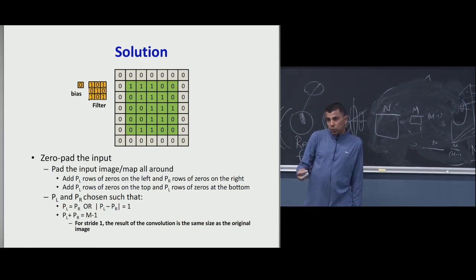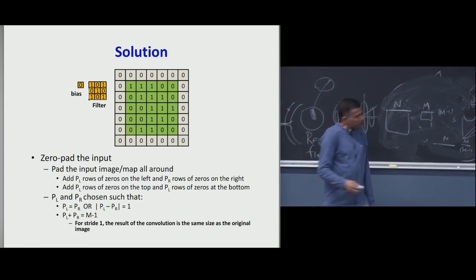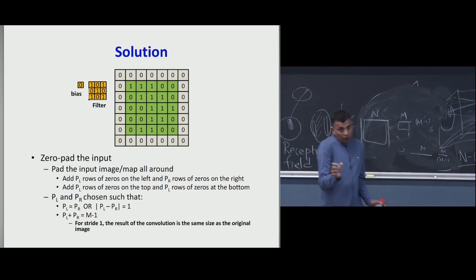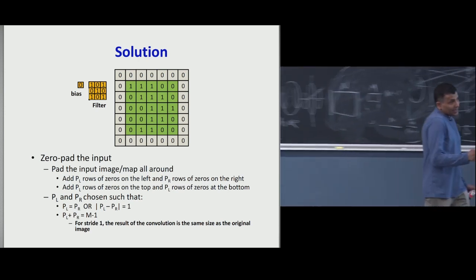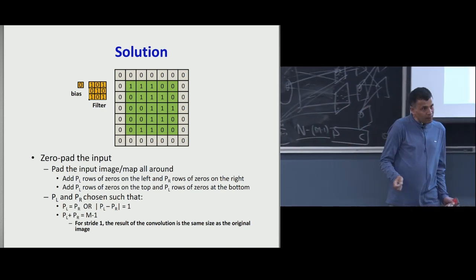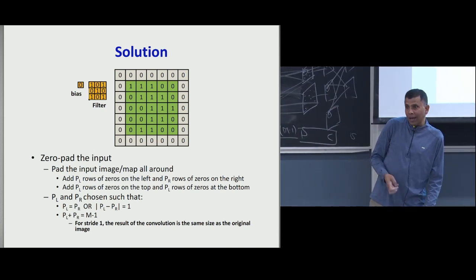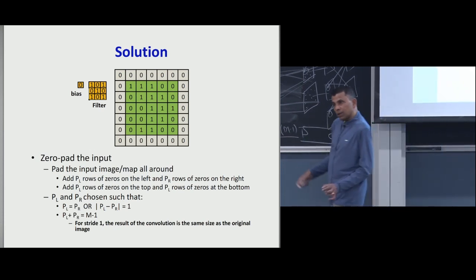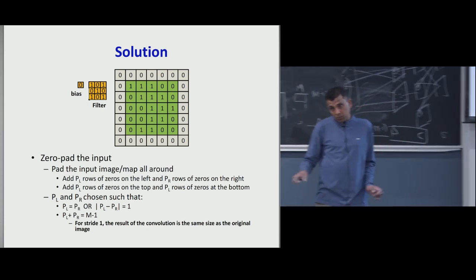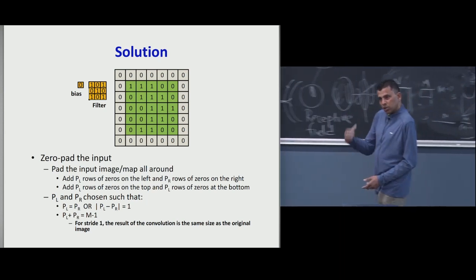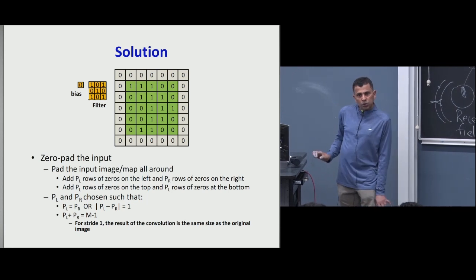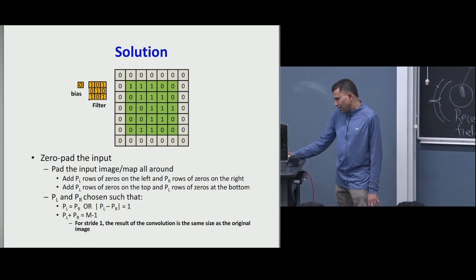In order to not lose m minus 1 rows and m minus 1 columns, I'm going to pad zeros on either side. The number of columns of zeros I'm going to pad is exactly m minus 1, such that at the end of it all I get back a response which is the same size as the input. The m minus 1 zero columns will be uniformly distributed on either side of the image, both left and right and top and bottom. If m minus 1 is an odd number, you'd have to choose which way you're going to distribute it, right?